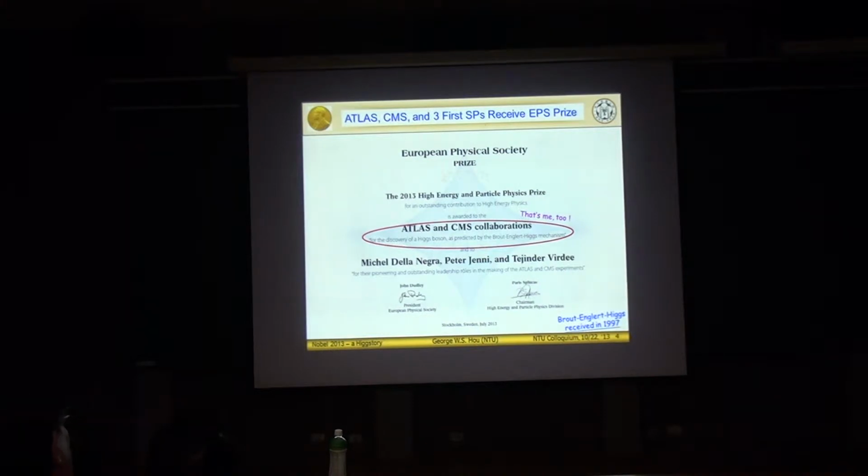So it's me too, because the 2 big experimental collaborations received this prize. It's a little bit unusual, but there are 3 named persons, which are the first 3 spokespersons. It's 2 CMS, 1 Atlas. Fabiola Gianotti is the earliest spokesperson of Atlas, and the 2 others were the spokespersons of CMS before the discovery. But Brout, Englert, and Higgs received the prize in '97, so that's not really a big deal, but I'm happy about it.